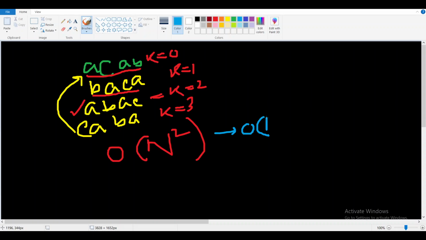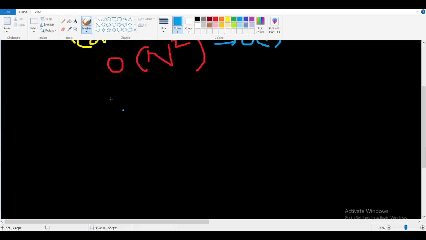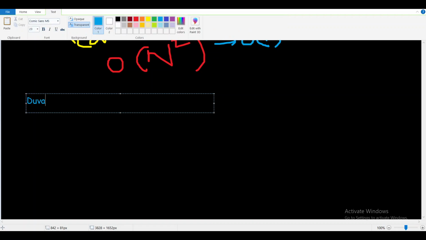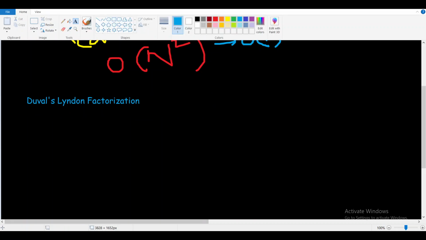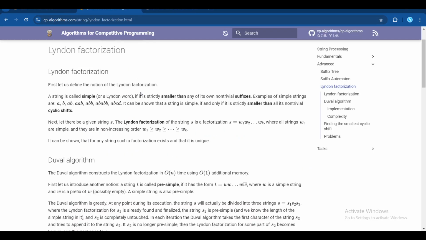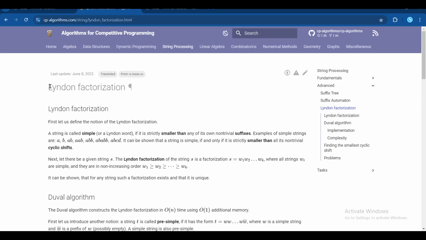This is important, and an interesting algorithm comes in here, which is called Duval's Lyndon factorization. There are other algorithms also, like Booth's algorithm, but I have read only this algorithm, so I will discuss Duval's Lyndon factorization. I will jump to the CP-Algorithms page for Lyndon factorization. I'll provide the link of the article in the description box. You can check that out. Let's go through this article once.